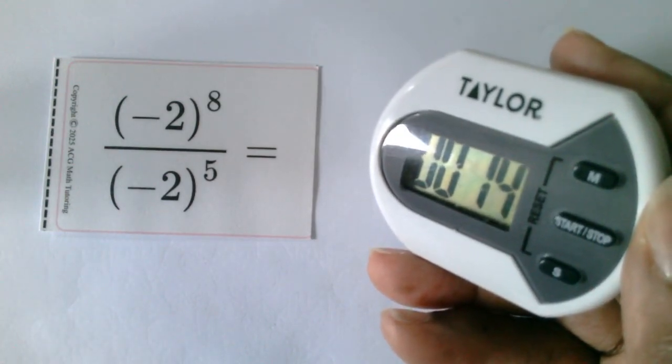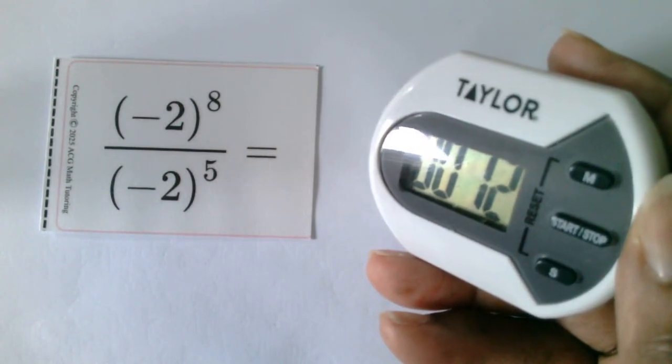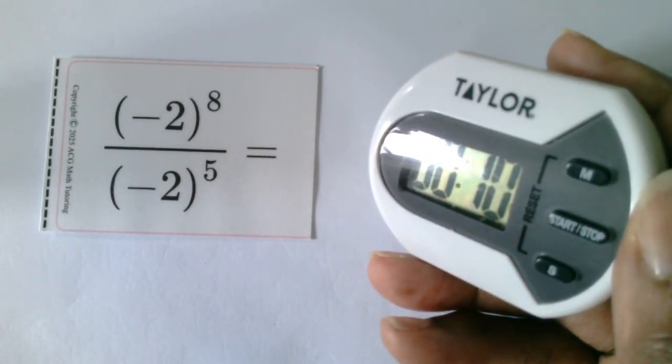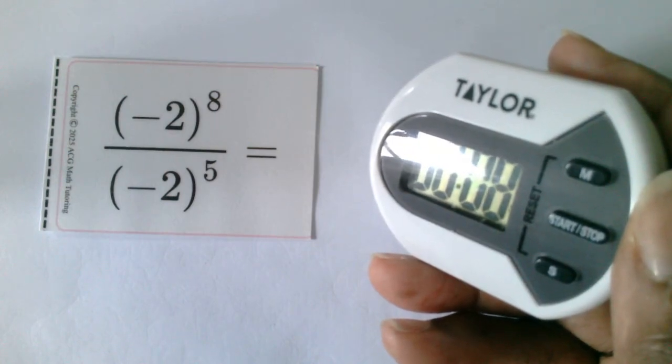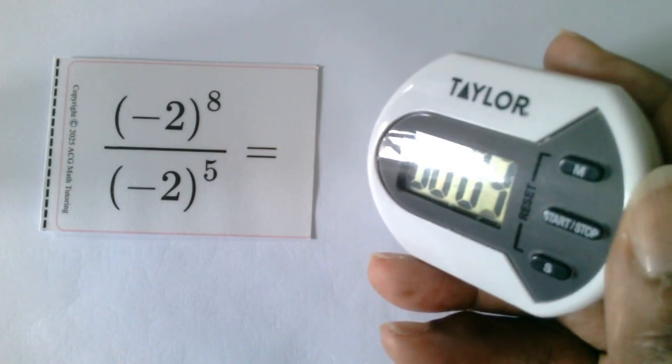Yes, B is for brackets, O is for other exponents, maybe other parentheses. Then you have D for division, M for multiplication, A for addition, and S for subtraction.